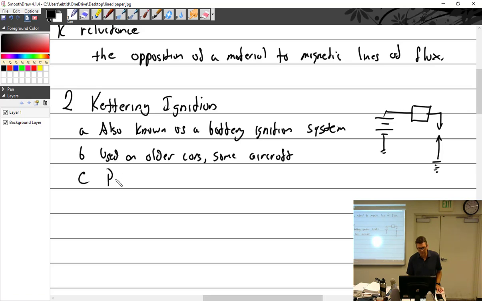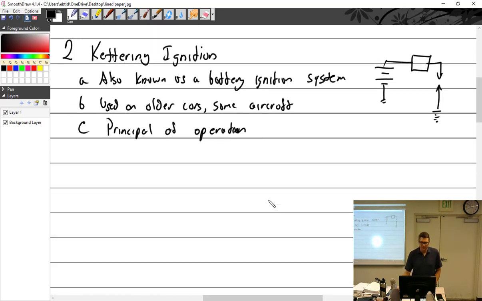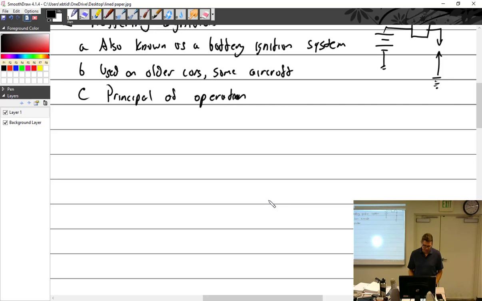All right, principle of operation. We're going to put together some of the stuff that we've already learned and just see how it all works, because there's not a lot that's new in what we're going to look at, just the way it works. Well, why do we need an ignition system anyway? Got to have a spark, and the spark ignites the fuel-air mixture in the cylinder.